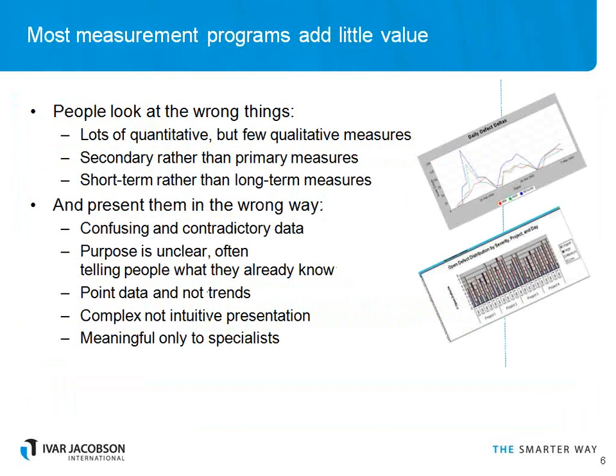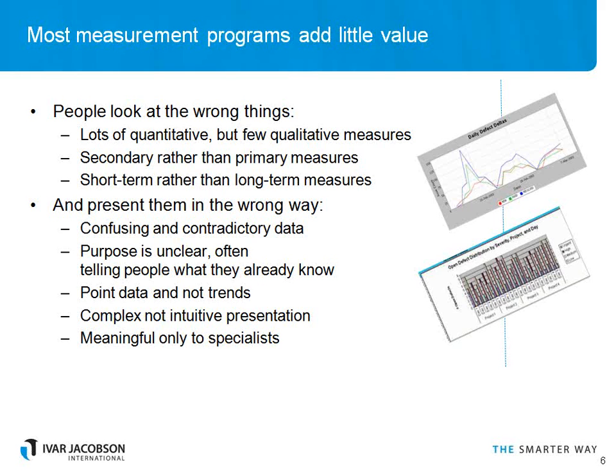People look at the wrong things. They have lots of numbers, lots of quantitative measures, but very few qualitative measures. They tend to measure secondary rather than primary measures. So rather than measuring the quality and communicating what quality levels, they'll tell you the defect detection rate or something like that. And a lot of focus on short-term rather than long-term measures.